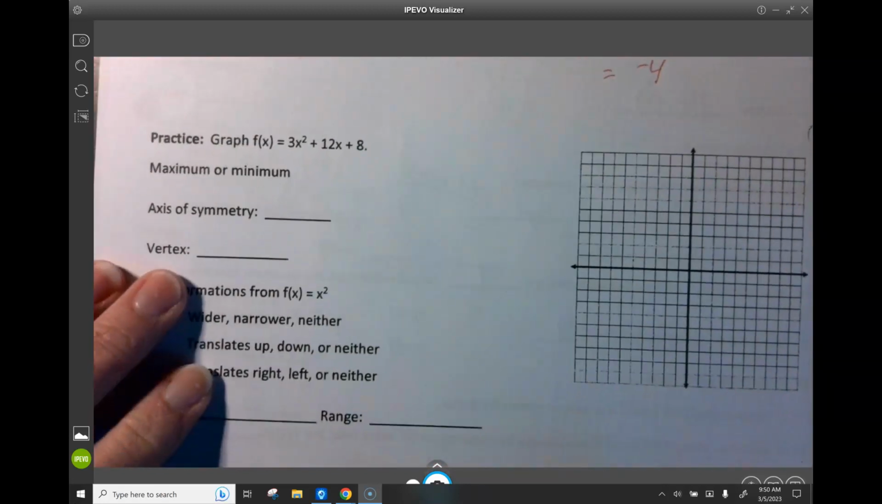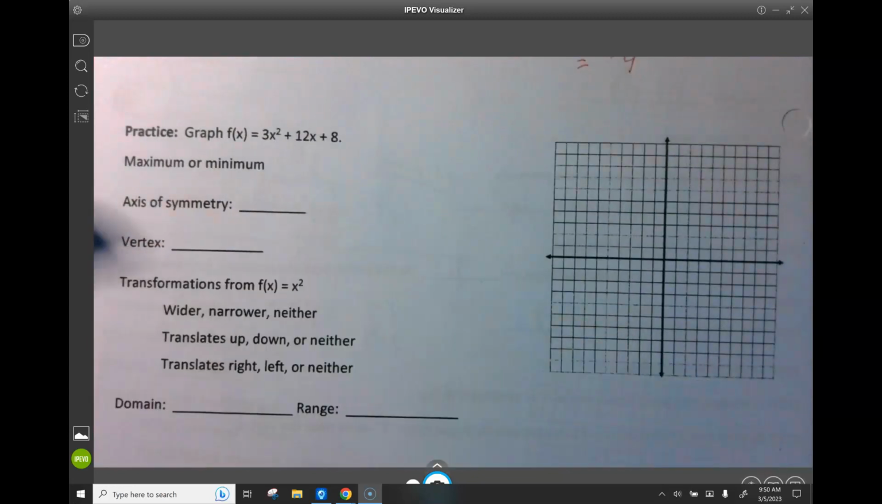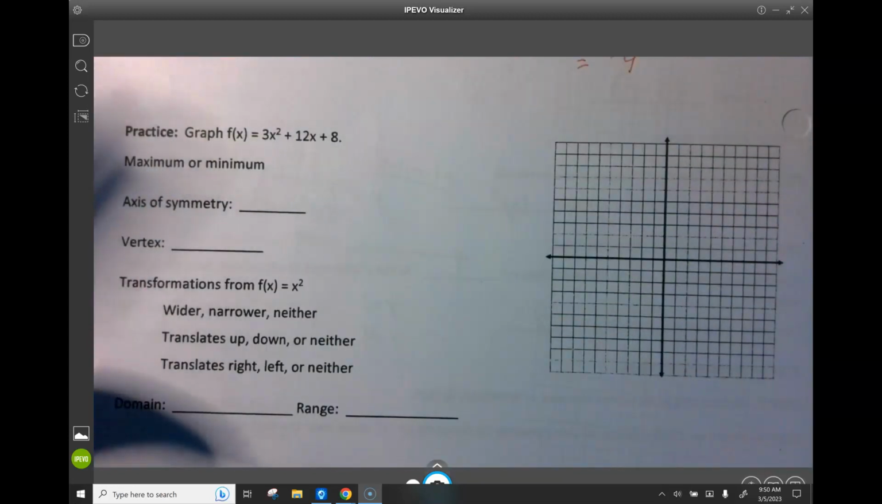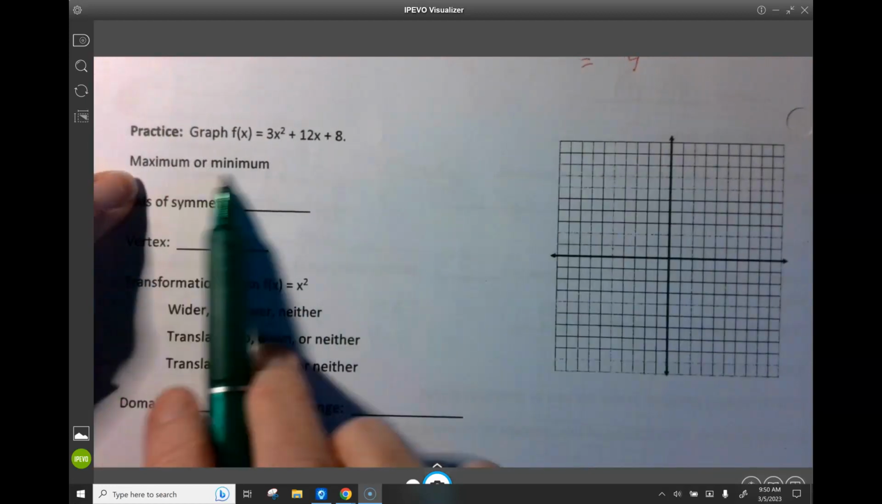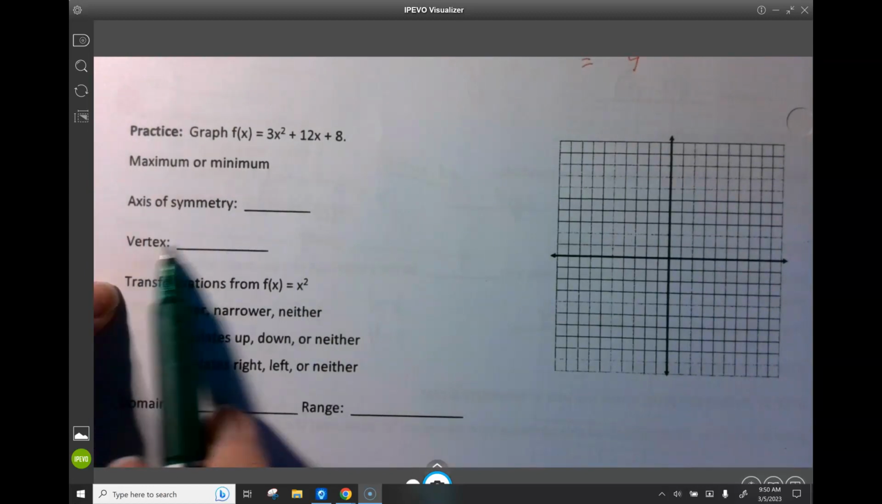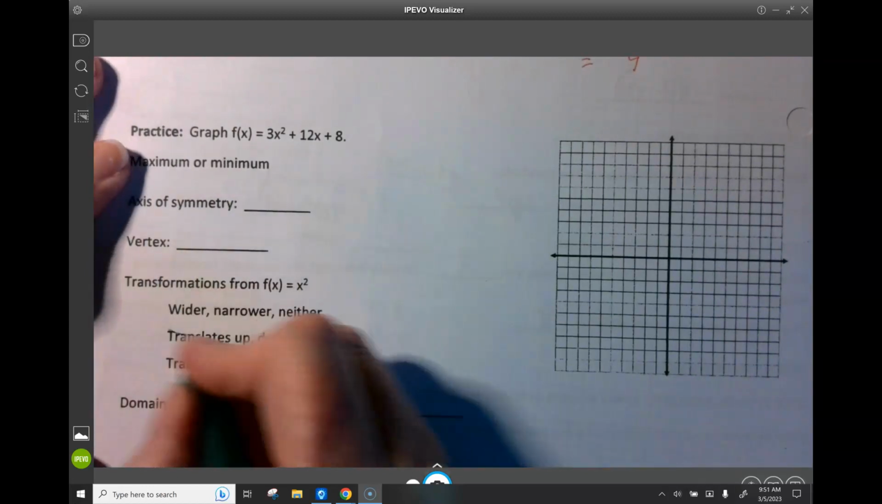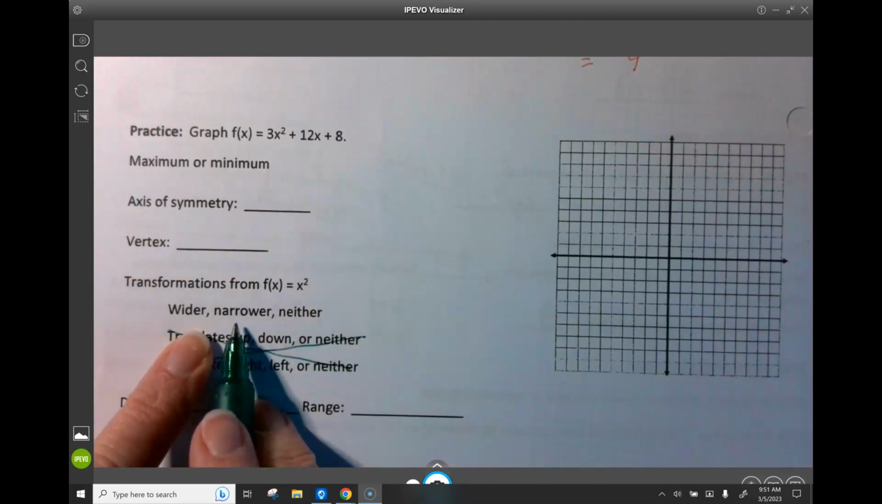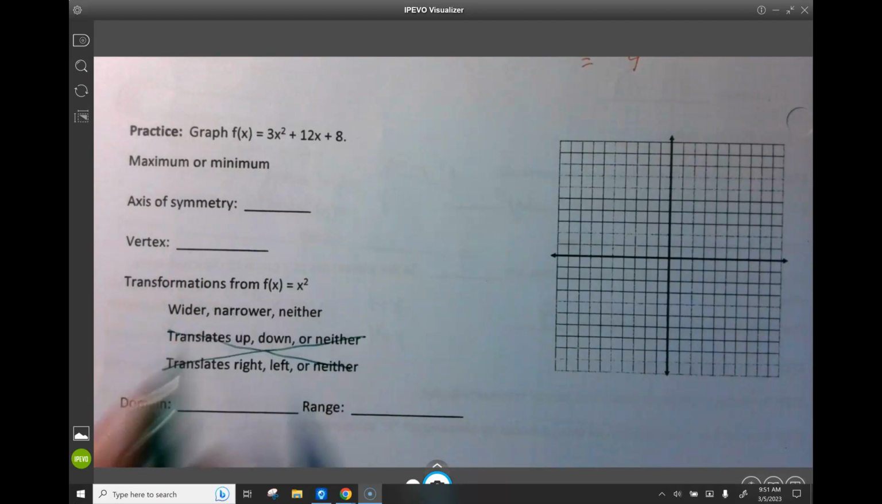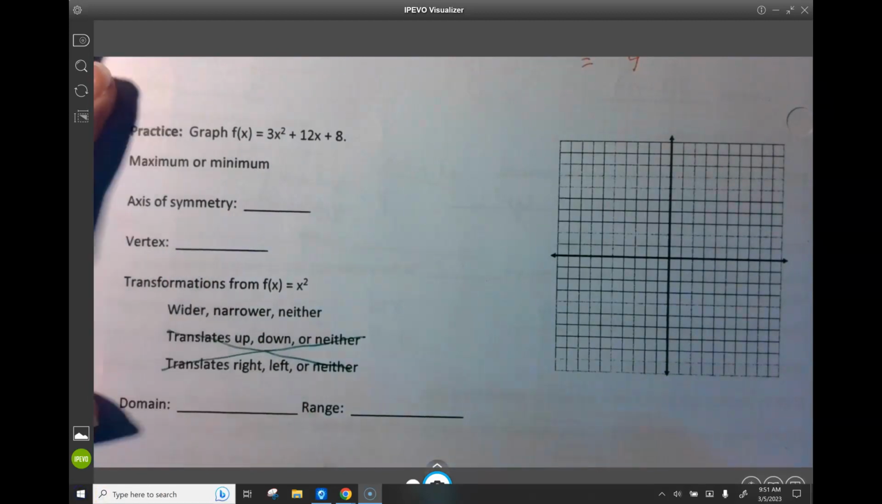I'd love to have you turn off yours right now and try this one. I strongly suggest it, but I'll let you decide. Why don't you at least try to go through and find if it's a maximum or minimum? What's my axis of symmetry and what's my vertex? Remember, we're ignoring this part. Look at your graph. Okay, so we're going to pause and you're going to try that. Go. So hopefully you actually did try that.